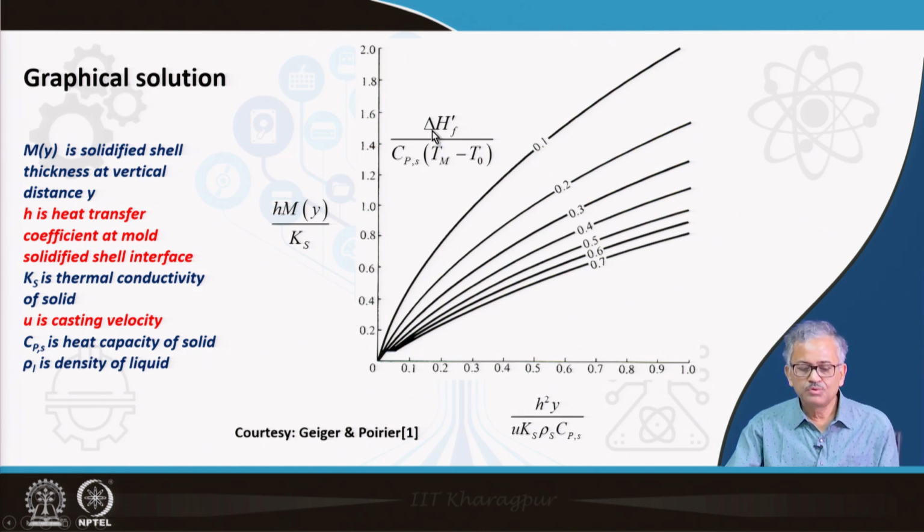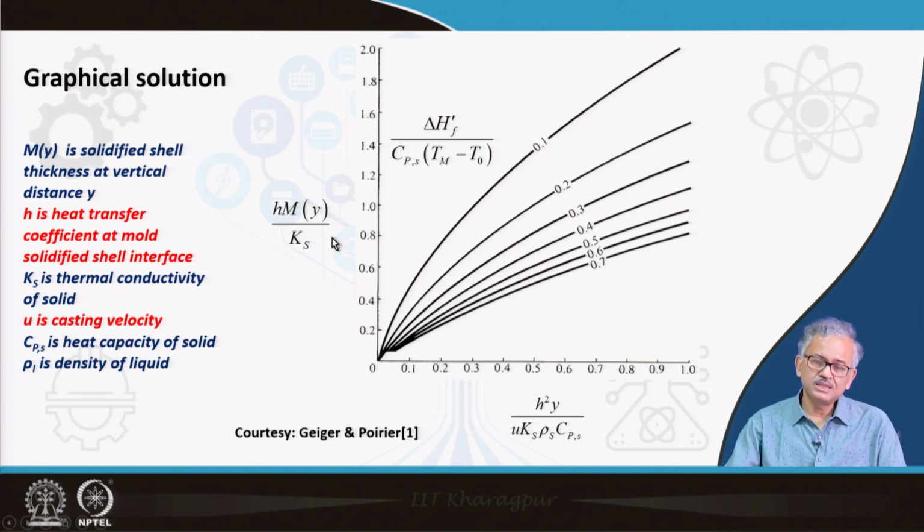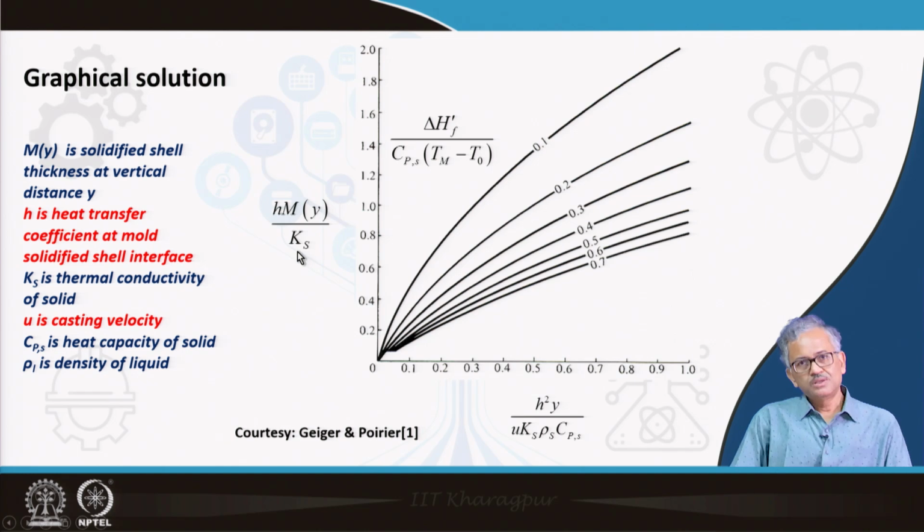If you know the dimensionless latent heat, you can come here and plot it, and then you can get the dimensionless shell thickness at the exit of the mold. And from the dimensionless shell thickness, you can simply calculate m_L, that is the skin thickness, just by multiplying by k_s by h. So that is the way you can calculate the shell thickness, and it will be much more accurate compared to the previous techniques, because there we don't consider the movement of the casting.